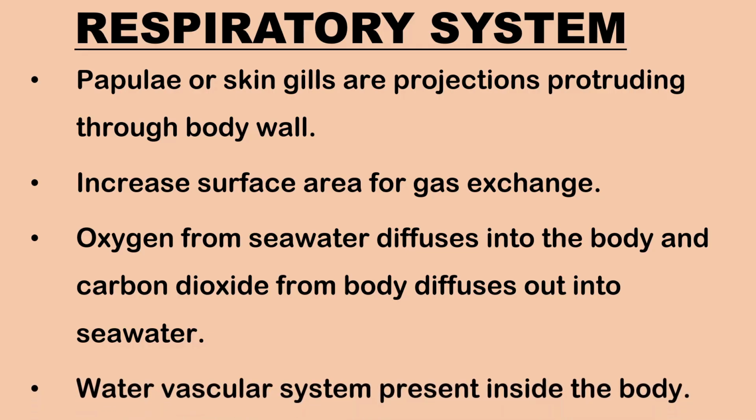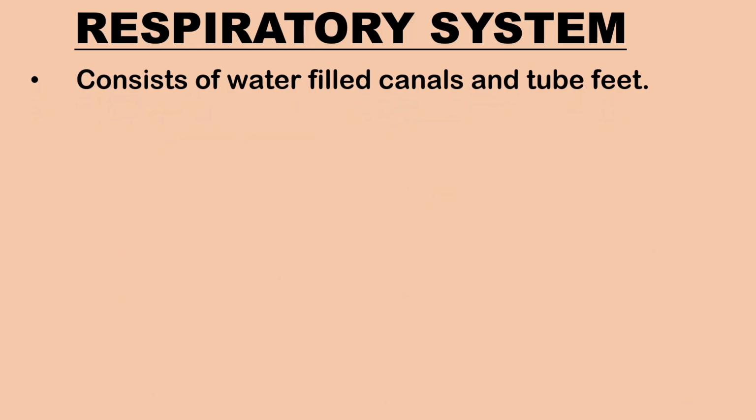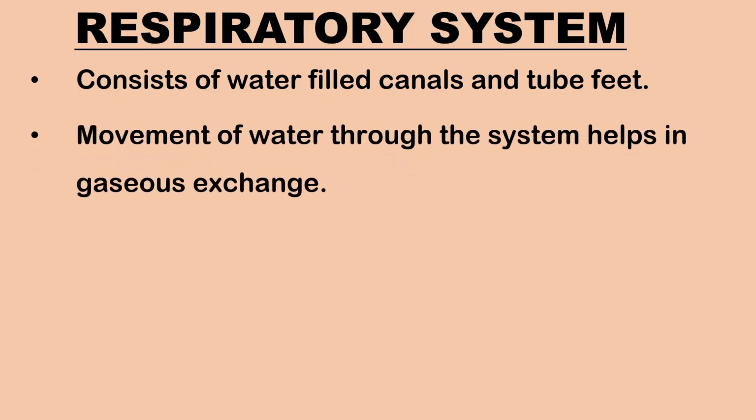Water vascular system has a network of water-filled canals inside the body of starfish. It consists of a number of canals and tube feet which are all filled with water. The movement of seawater through the system helps in exchange of oxygen and carbon dioxide between the body and seawater.